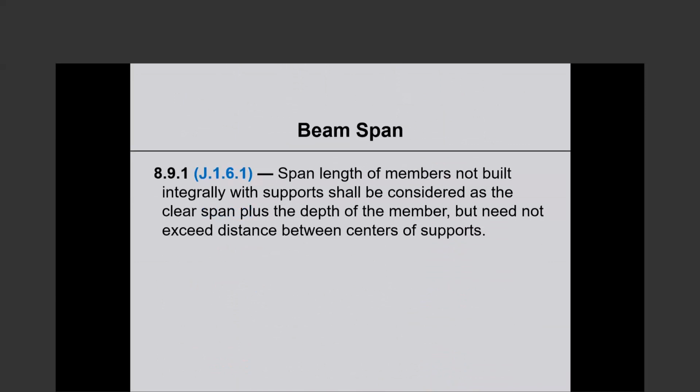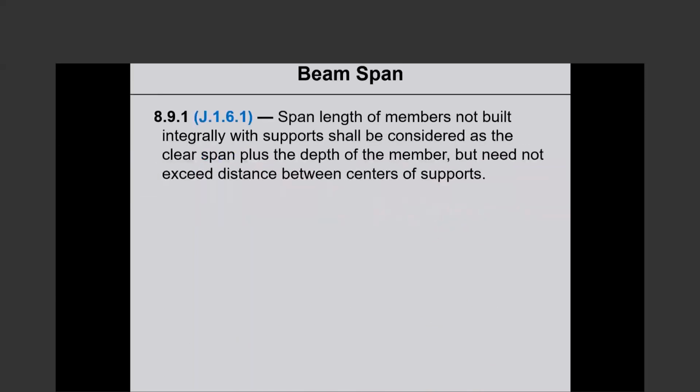Okay, beam span. Everything has to be tied down. So span length of members not built integrally with supports shall be considered as the clear span plus the depth of the member, but need not exceed the distance between centers of supports. I think if you read it, it's clearly understandable.